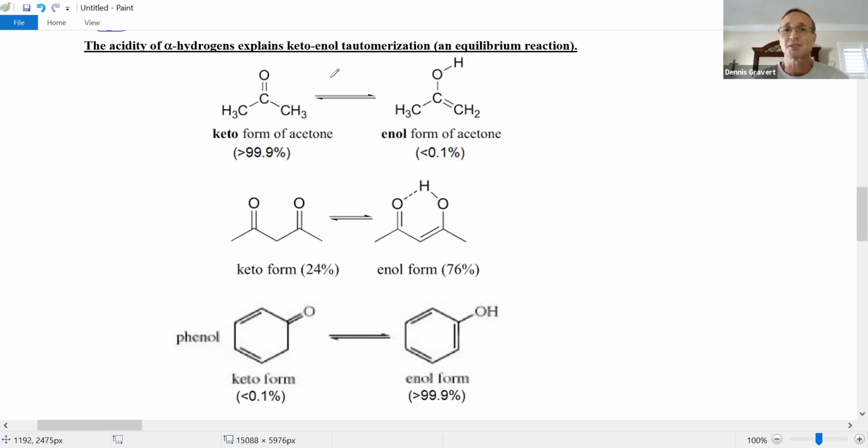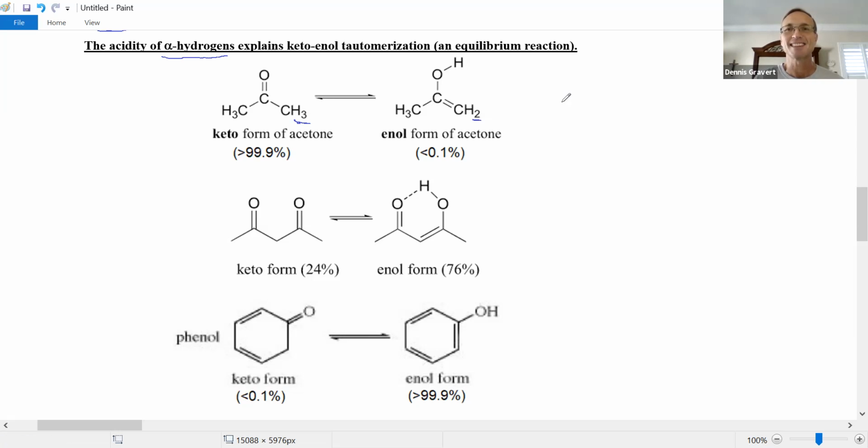Let's just look at ketones and enols here for a second. Because the alpha hydrogen is weakly acidic, one of these 3 hydrogens can come off. And then we can create a lone pair on the carbon, and then we can get resonance that puts a double bond here. And then the hydrogen we pulled off can be placed back on the oxygen. We'll break down that mechanism in a second.